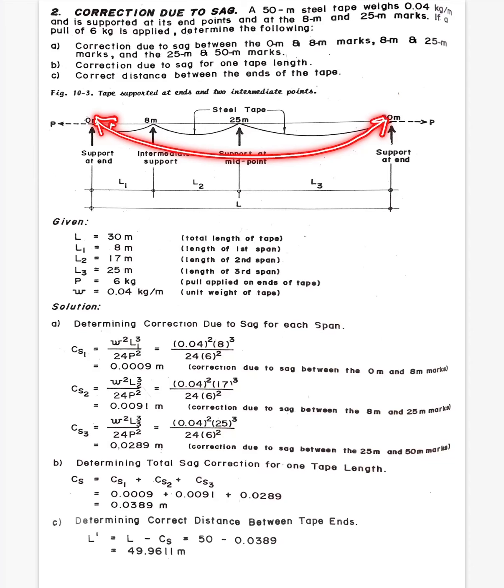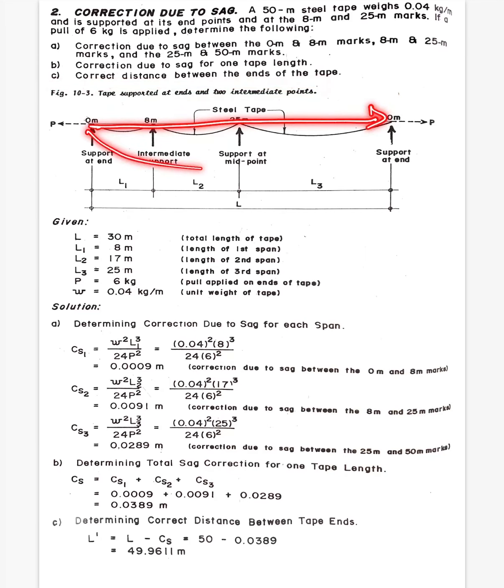Since this is due to sag, let's assume that the tape will sag. Sometimes if the tape is pulled correctly, the tape is just a straight line or horizontal. But if the tape is too heavy, you have the weight here. So that's the time your tape will sag. Okay? So letter C, the correct distance of the line between the ends of the tape. So a straight line, not the sag one.